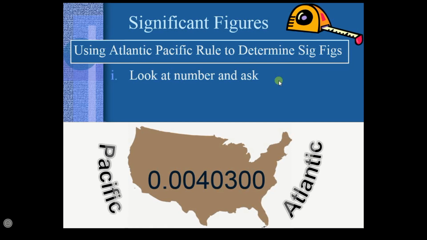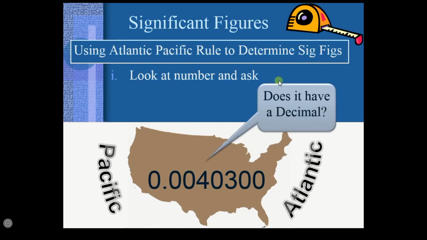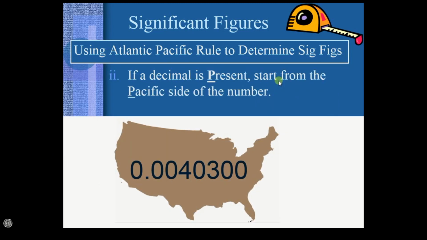There's a little help for you just to visualize again. Now, once you've done that, you need to ask yourself, does my measurement have a decimal in it or not? Of course, there's going to be one of two answers. If the answer is yes, and a decimal is present, then you want to start from the Pacific side of the number. So imagine you're on the Pacific Ocean and you're cruising through the United States. You're cruising across that number.